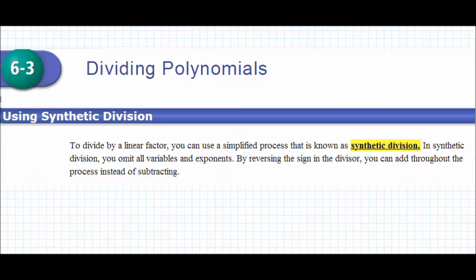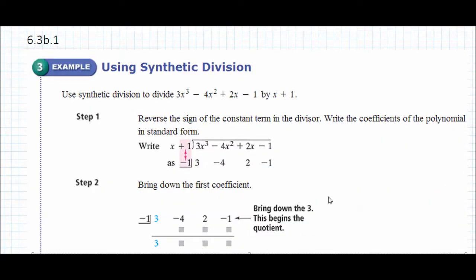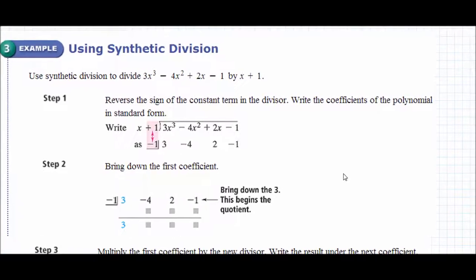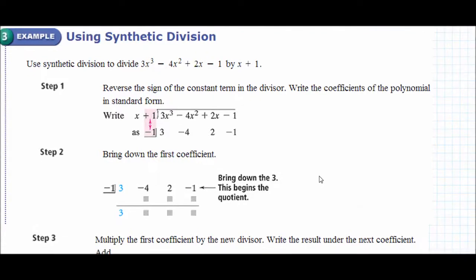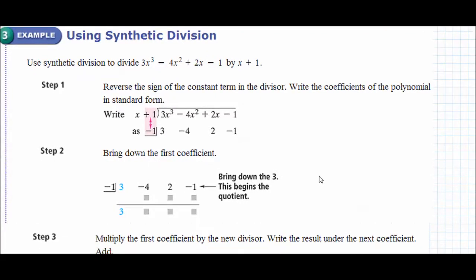So how does that work? We're going to walk through these examples together, and then we'll do some samples at the end. Using synthetic division takes a little getting used to. You're going to divide 3x cubed minus 4x squared plus 2x minus 1 by x plus 1. We're going to reverse the sign of the constant term in the divisor and rewrite the coefficients of the polynomial in standard form.